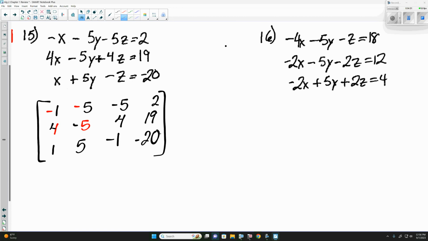Questions on how we set this up? And this will be a 3 by 4. The only time we plug in zeros is if it is missing. Because if the variable is not there at all, then we would plug in a 0 for it. But if it does show up, it might be 1 or -1 if a number is not in front of it.